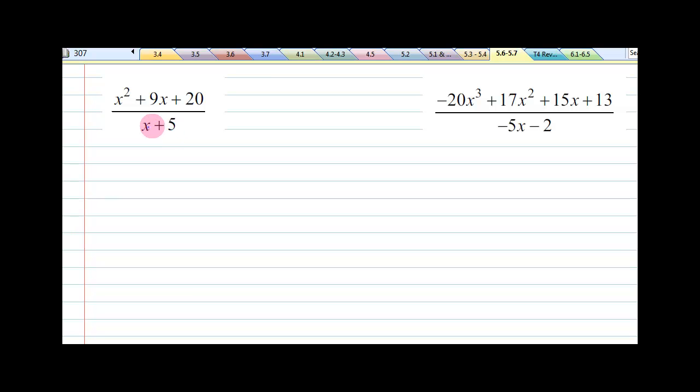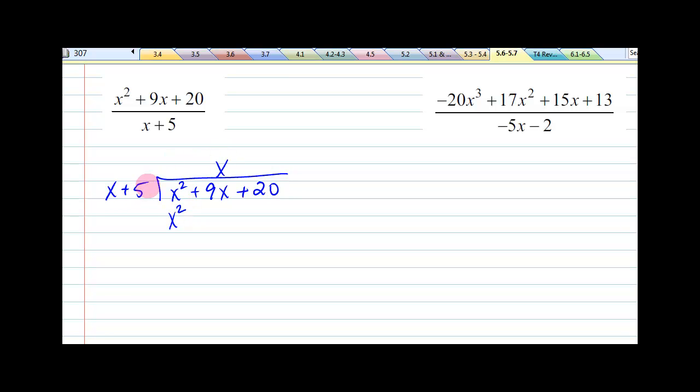So we're going to write x plus 5 on the outside. The denominator is written on the outside. The numerator is written on the inside: x squared plus 9x plus 20. And I'm going to try to see how many times x is going to divide into x squared. How can I turn x into x squared? Well, I need to multiply by x. So x times x gives me x squared.